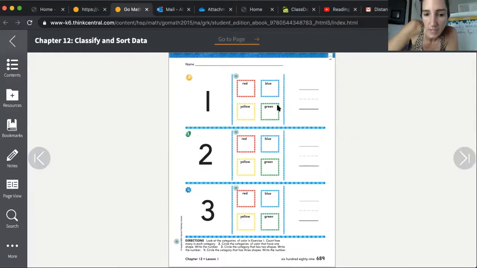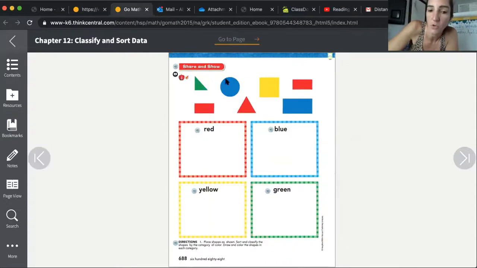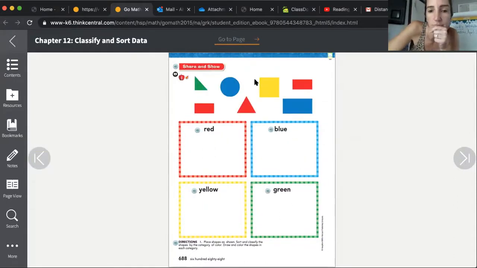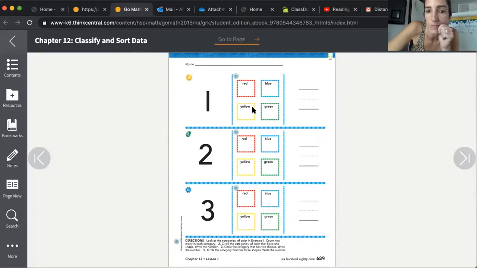Then for this page, you're gonna have to keep going back to this page. And you're gonna look at the categories and exercise 1. Count how many in each category. Circle the categories of color that have one shape. So which one only has one shape? Well, let's see. There's only one yellow, right? So you should have only put one yellow square in here. So it would be yellow. You could circle yellow.